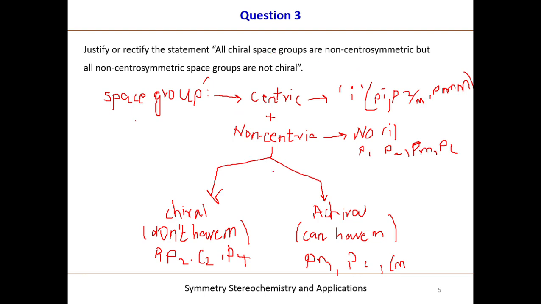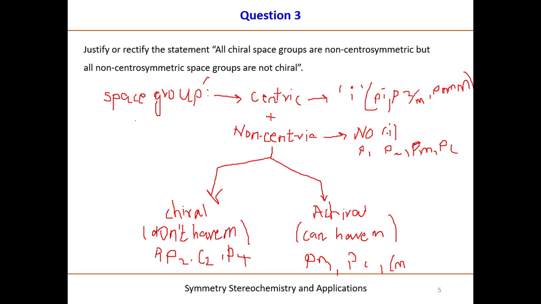So, you can see from here, chiral space groups always come under the non-centrosymmetric type. But the second statement was that non-centrosymmetric space groups are not chiral. So, all non-centrosymmetric space groups are not chiral, because they could be achiral also. Both chiral and achiral types of space groups come under non-centrosymmetric.